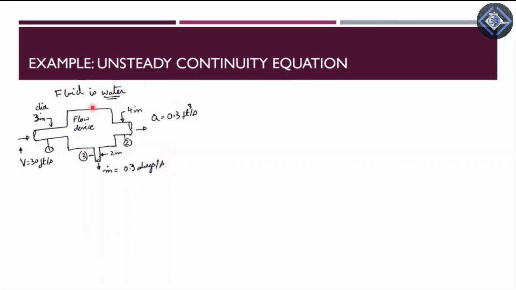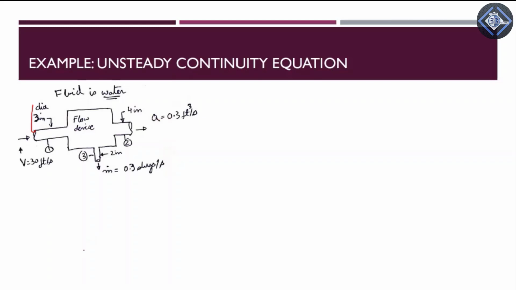Now we see an example for the continuity equation. Here we have a flow device. We don't know which device it is or what it does, but we know that the fluid this device works with is water. So we basically have three inlets or outlets in this device. One is the inlet of the device, two is an outlet of the device, and three is also an outlet of the device. So at section 1 inlet, the diameter is 3 inches.